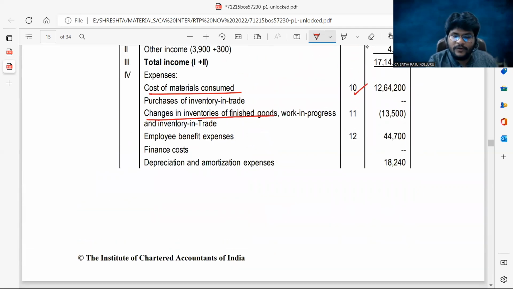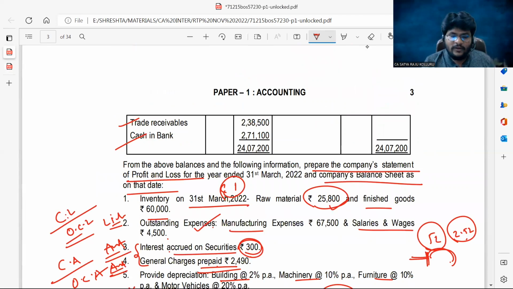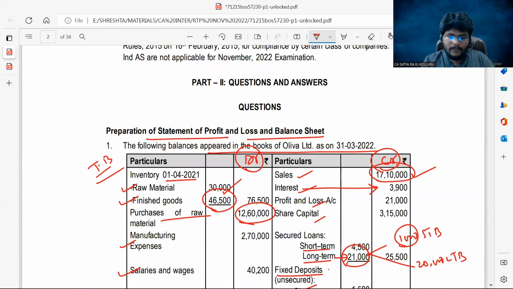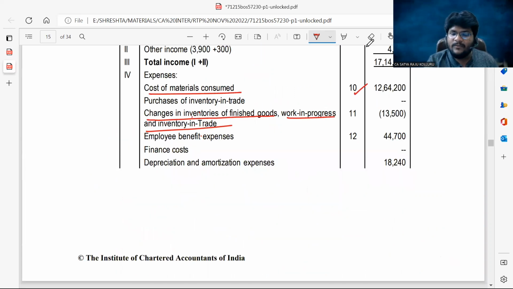Changes in inventories of finished goods, work in progress, and stock in trade. So such change was given. Am I right? There is no purchases involved. So the change, it was how much, guys? 60,000 minus 46,500, which is 13,500. Now here closing is more than the opening. That's why the expense part should decrease. That's why the symbol was given as a negative. Am I right? Do you agree? Opening minus closing, it becomes negative. Negative means there is a decrease in expense.